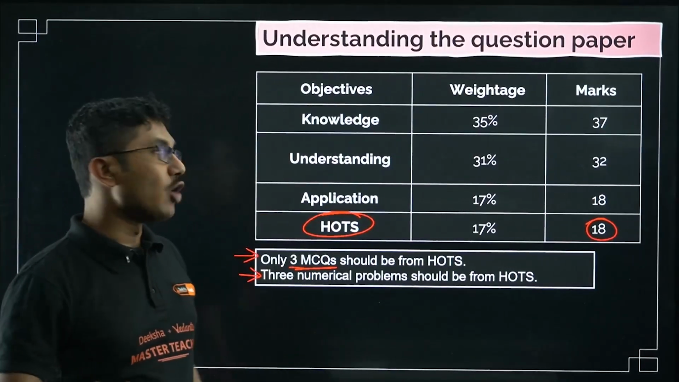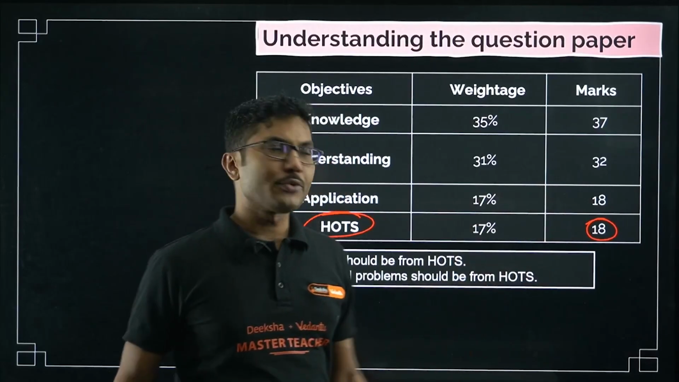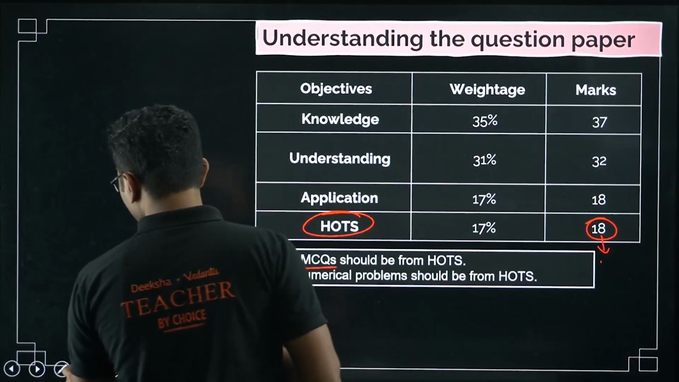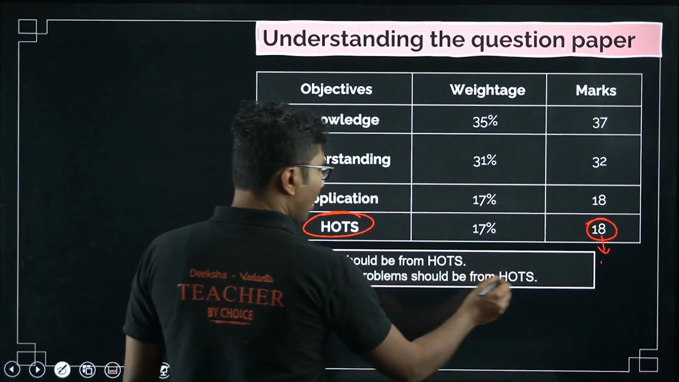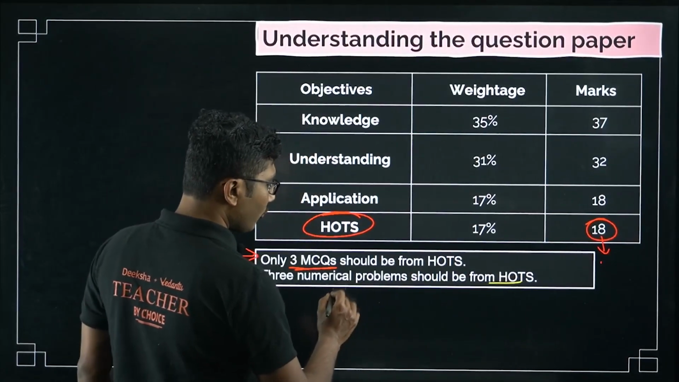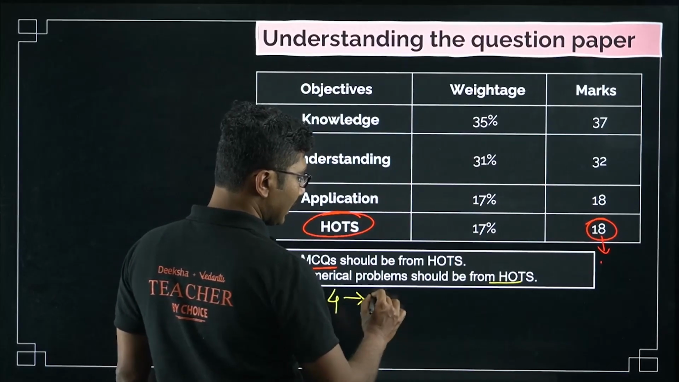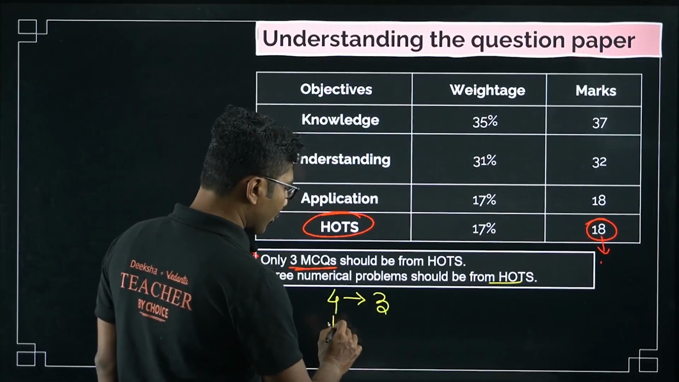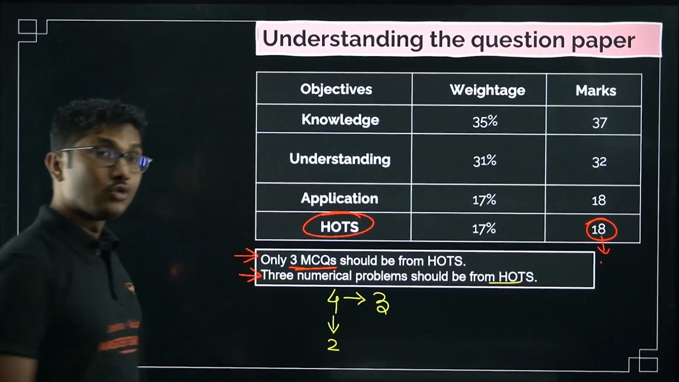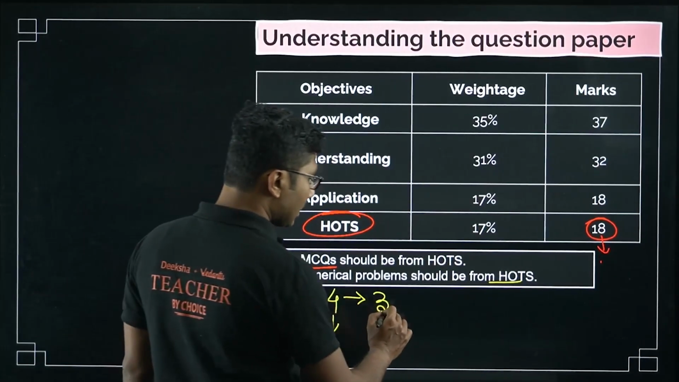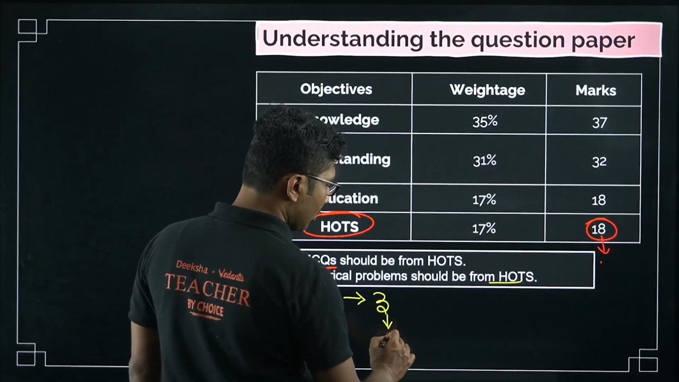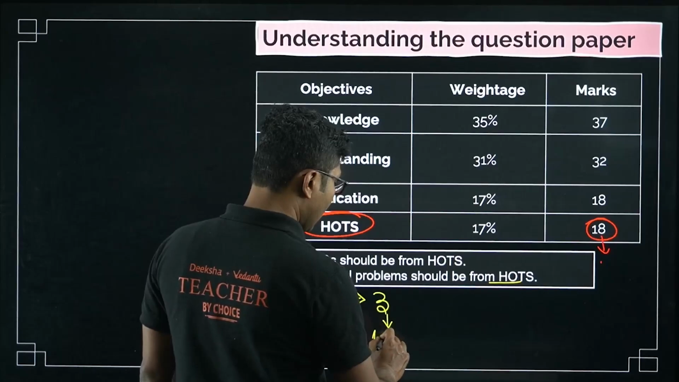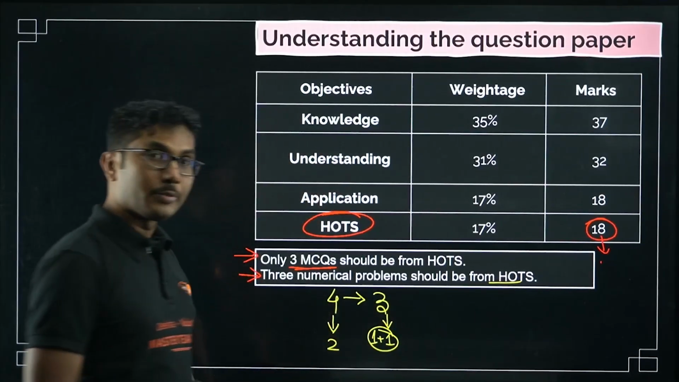So how many marks minimum do you have to answer? Minimum you have to answer 3 from MCQ, and out of the 4 numericals, 3 questions are HOTS, right? So how many questions do you have to answer? You have to answer 2 of the questions. So if you answer 1 HOTS numerical question and another remaining question, then you can answer all the 2 numericals, right?